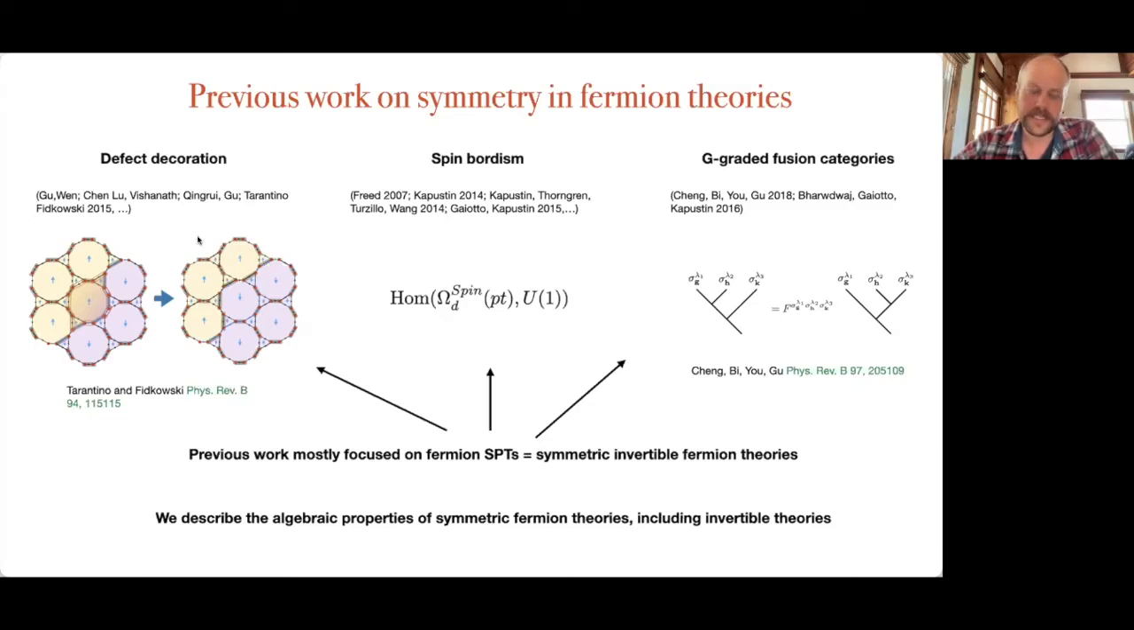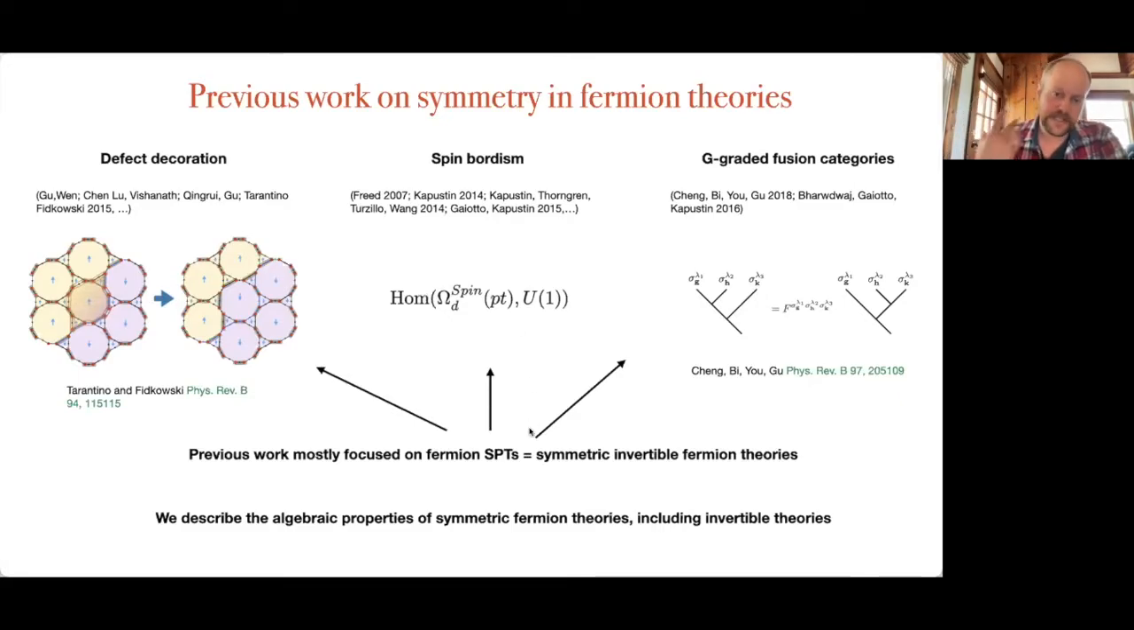They were developed in three different ways, but these all turn out to be equivalent. There's something called the defect decoration, which is a procedure for generating fermion SPTs where you build symmetric configurations of domain walls and dress the domain walls with lower dimensional invertible fermionic orders. Another approach, pioneered by Freed, Kapustin and others, is using the Pontryagin dual of the spin-Bordism group. And the last way that was previously considered was thinking about G-graded fusion categories, which turns out to be very closely related to this defect decoration approach and also to this Pontryagin dual of the spin-Bordism.